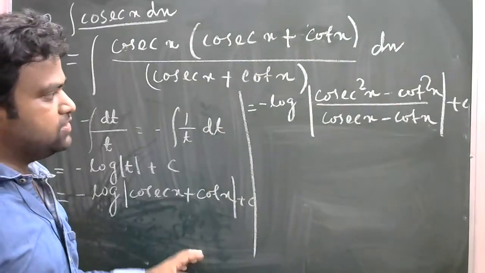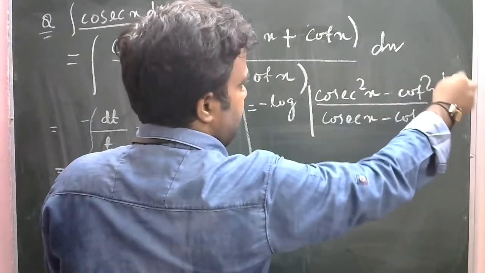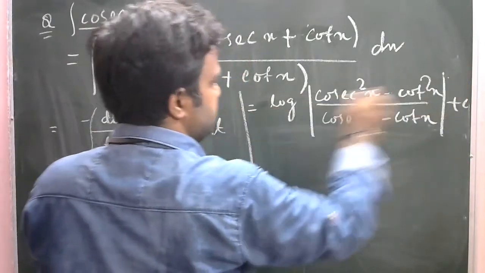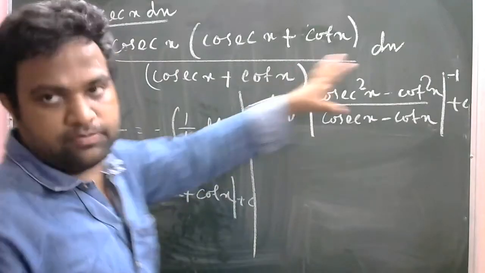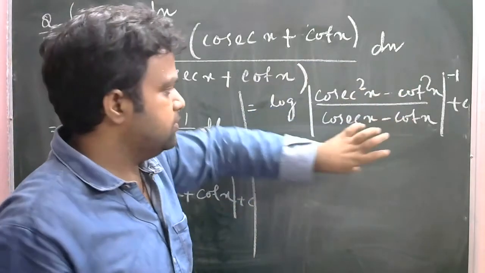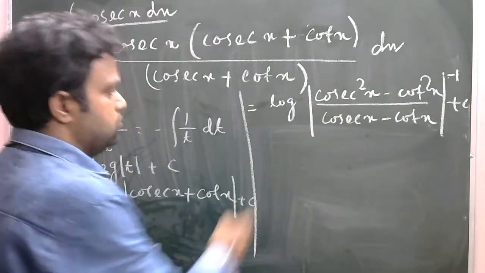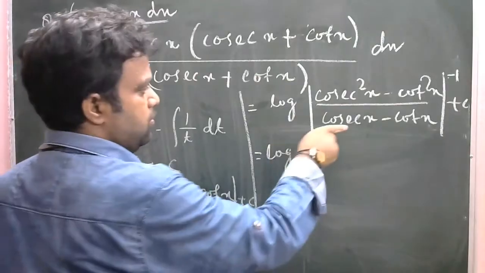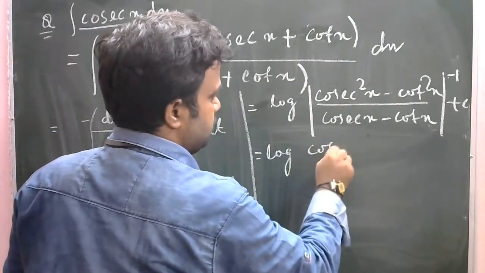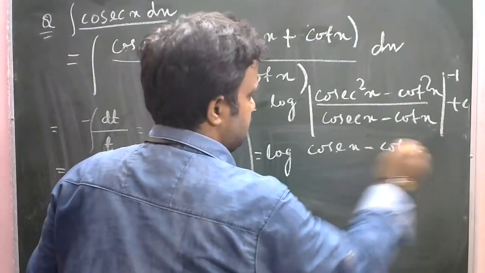Now you see minus is there, so if I bring the minus, it will become a power. If I remove this minus here, it will become power minus 1. So the coefficient becomes the power for logarithms. Then it will go up and this will go down. So what we will get? Log cosec x minus cot x.